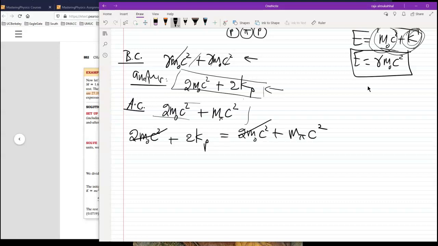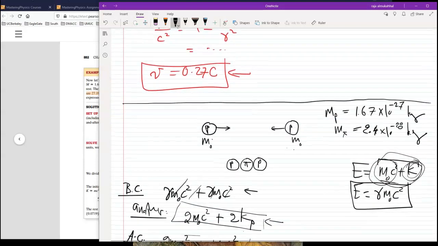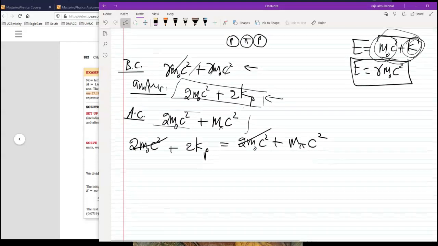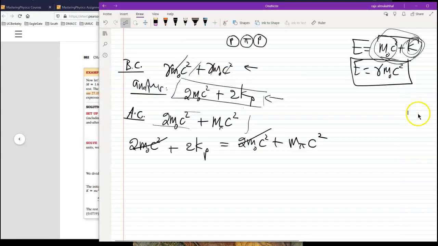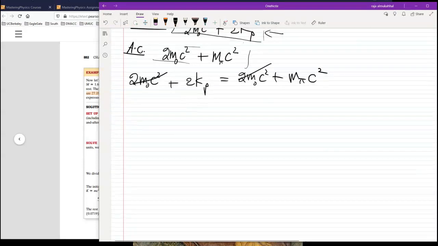Remember, what is he asking for? He's asking for the velocity, isn't he? I forgot what he's asking for. He said, find the initial speed. Sorry, he wants the velocity of it. Yes. Okay. So I can now solve for kp, so those are gone.